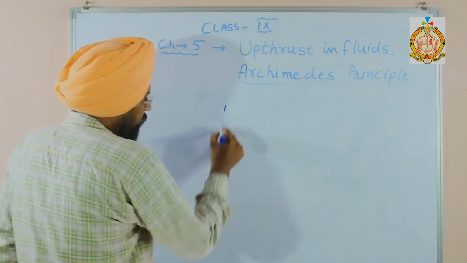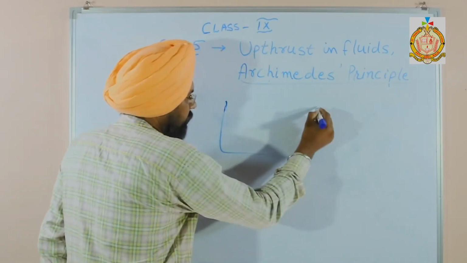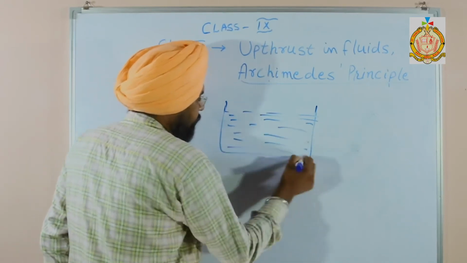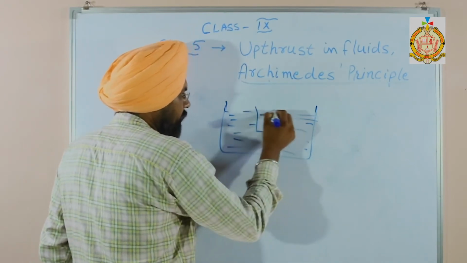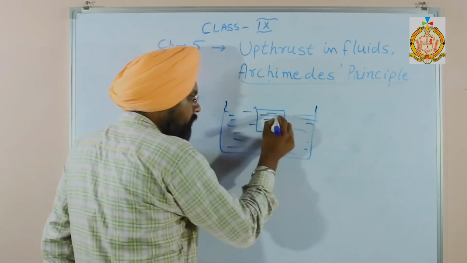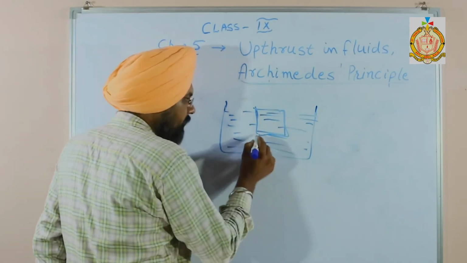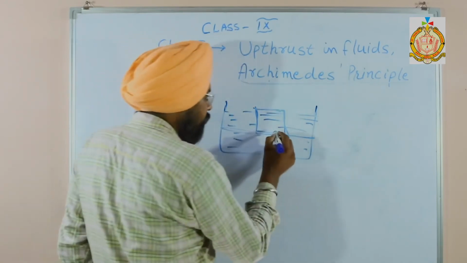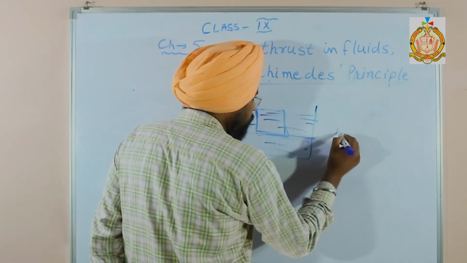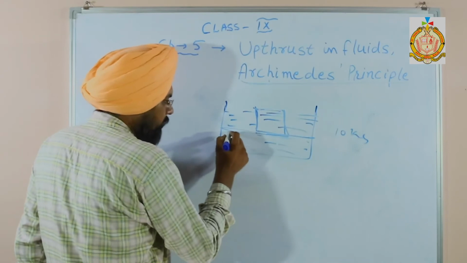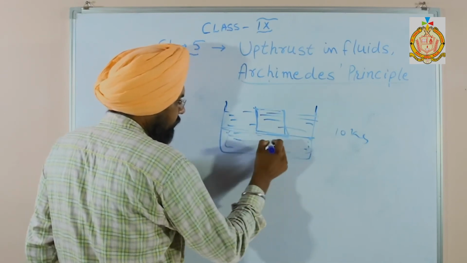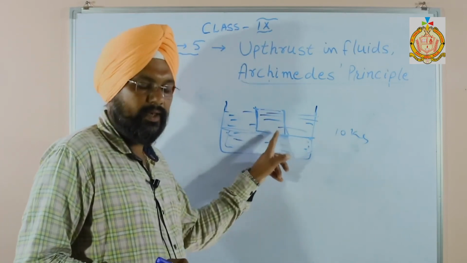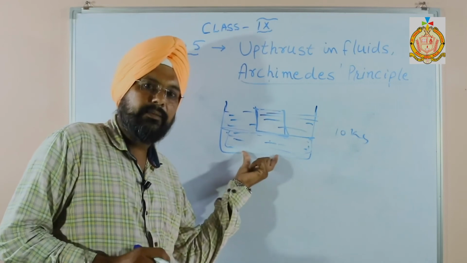Suppose this is one container full of water, and the body is immersed and floating at this position. The weight of this body is equal to the weight of the liquid displaced at this position. Suppose the weight of the body is 10 kg, then the weight of the liquid displaced is also 10 kg. Then only the body will float. This is called Archimedes principle.